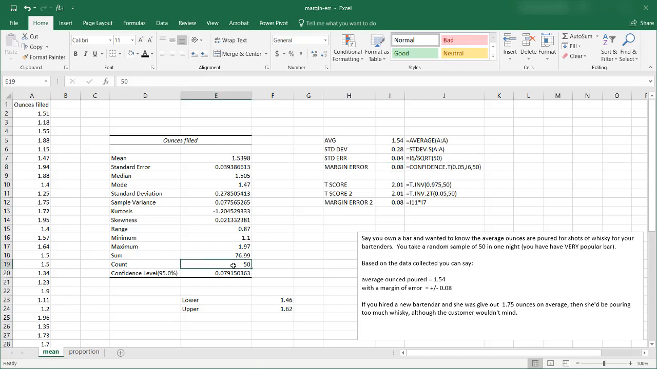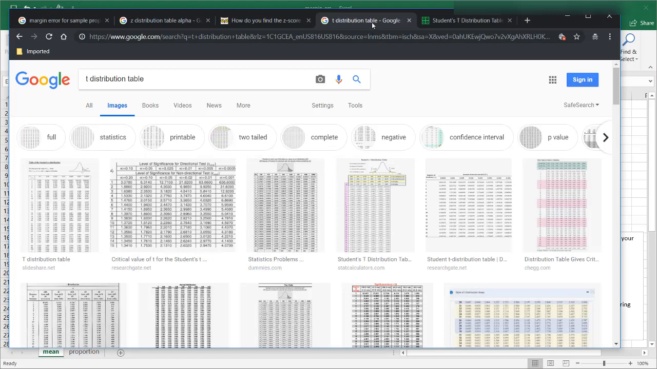Even though this is not 30, it is lower than what you would probably normally see before you can use a normal distribution, which would be the z-score. So what does a t-score look like? Well, we're going to take that from the t-distribution table.